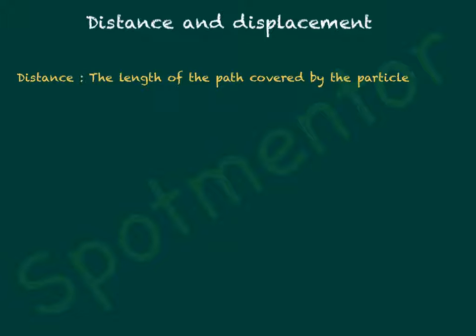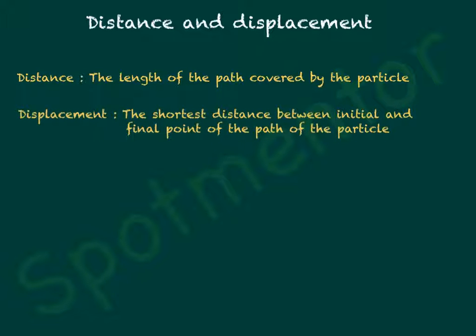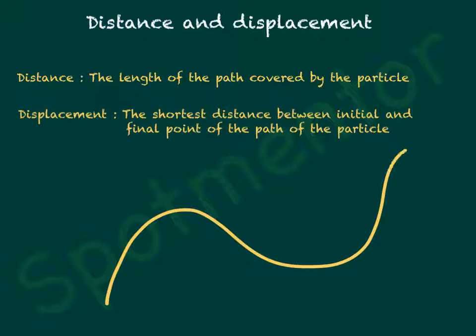Distance, as we know, is the length of the actual path covered by the particle, but displacement is the shortest distance between the initial and final point of the particle. Let me show that diagrammatically to you. If this is the path covered by the particle to reach this final point, then the actual length of the path covered by the particle will give you the distance covered to reach from this point to this point.